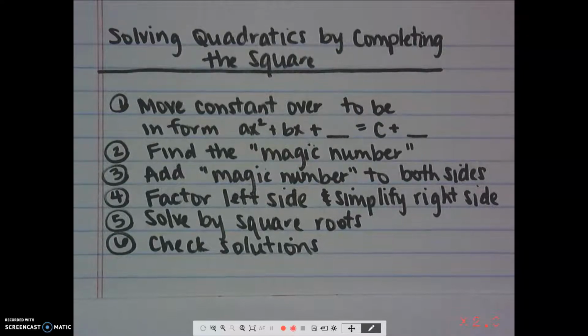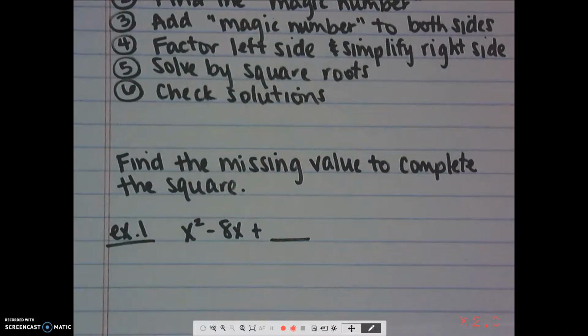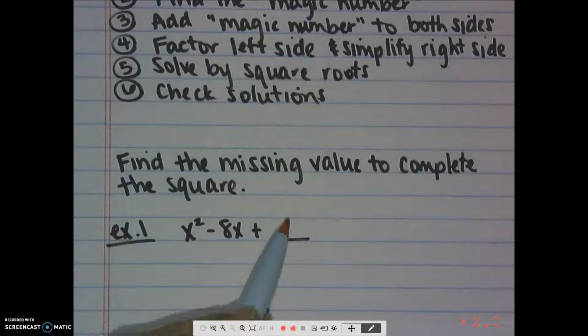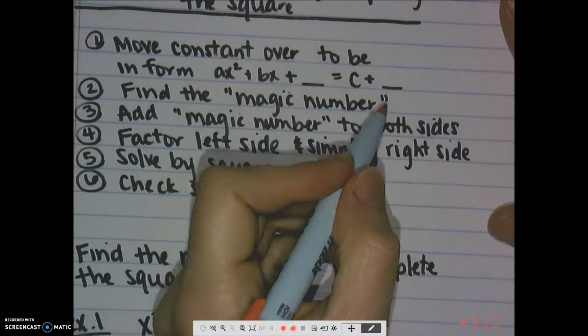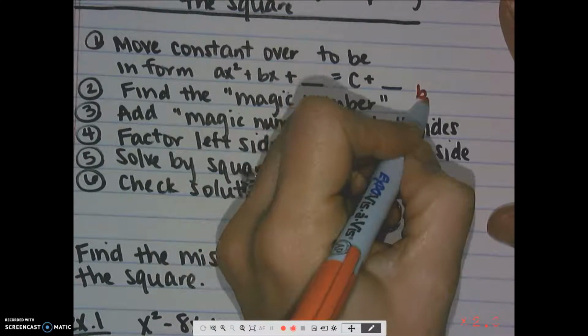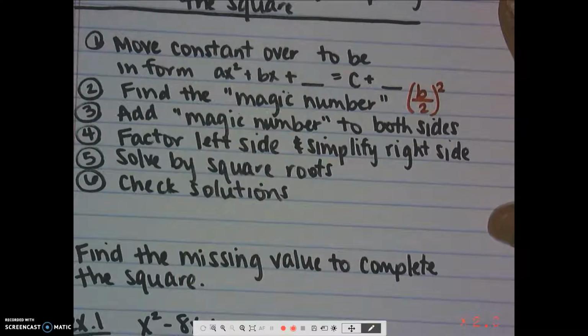So in terms of finding the magic number, if we look at the first example here, we just need to find the missing value to complete the square. Ultimately what we want is for this number to make this a perfect square trinomial. Remember, to make x squared minus 8x plus whatever number a perfect square trinomial, it's going to factor into some sort of binomial squared. So when you're finding the magic number, we take b divided by 2, and then we square it. That's how we find the magic number.